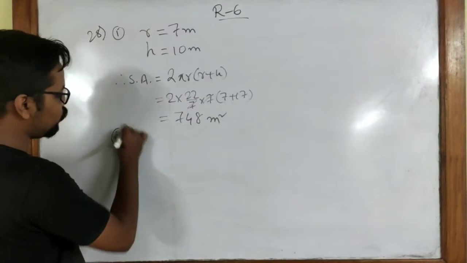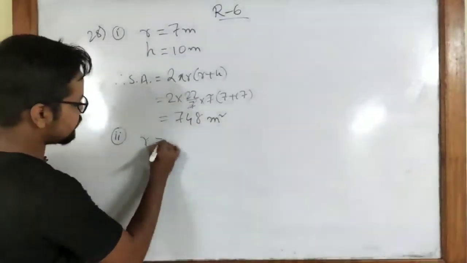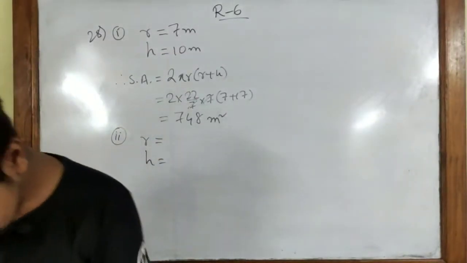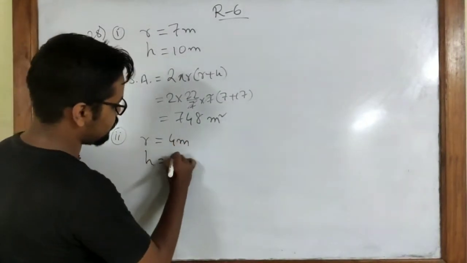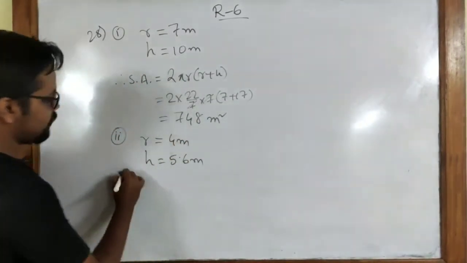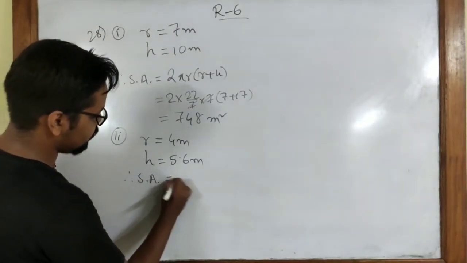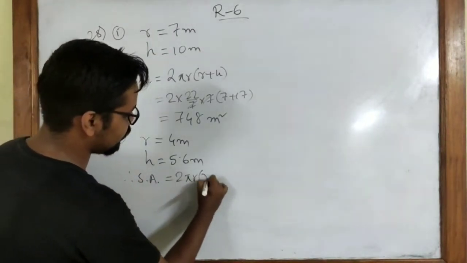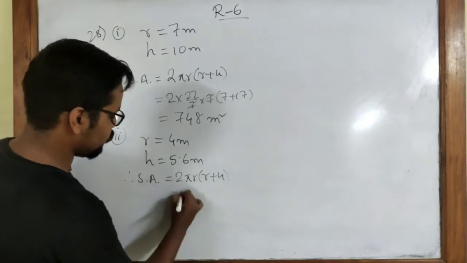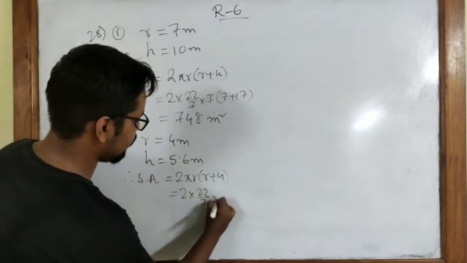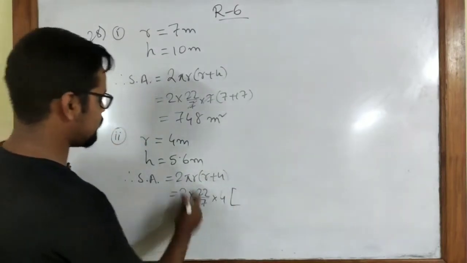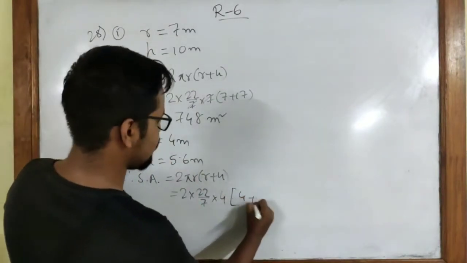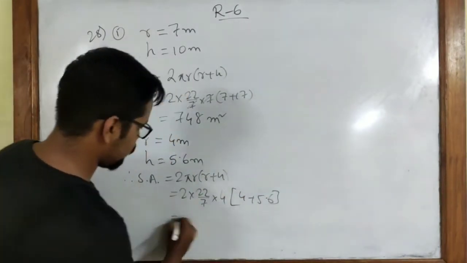Next we have question number 2, and here the radius and height are given as 4 meter and 5.6 meter. So therefore what is the surface area? Surface area is twice pi r into r plus h. So 2 into 22/7 into r is 4, and r plus h means 4 plus 5.6.